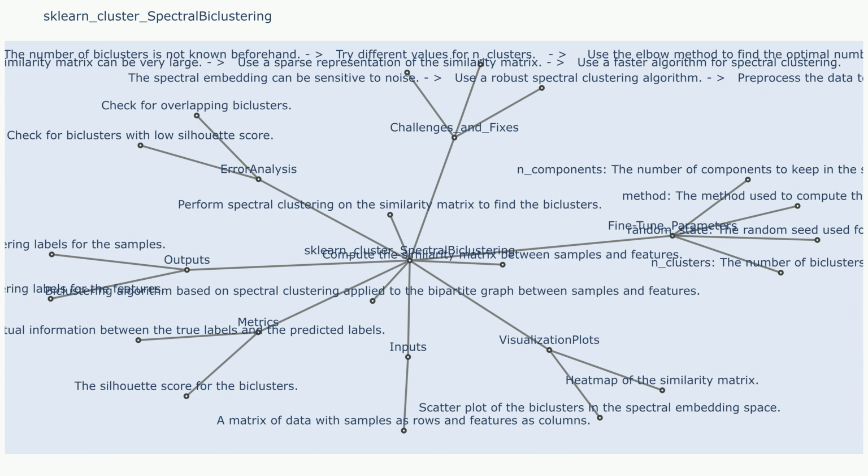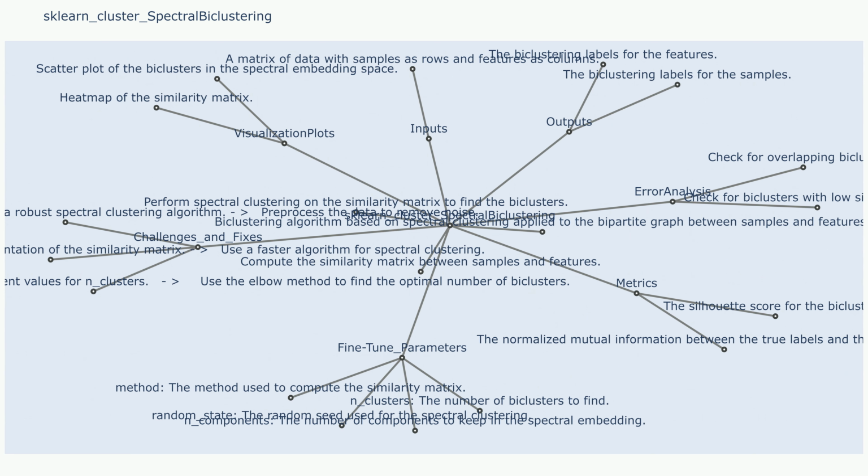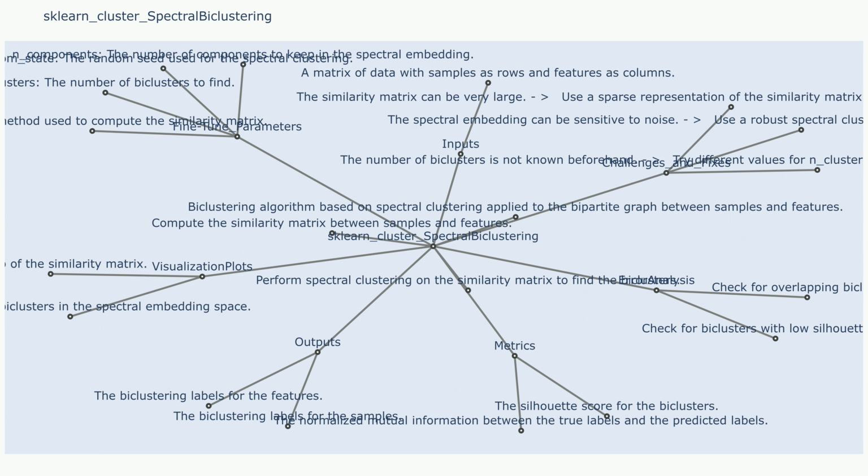Challenge 2: handling noise and outliers. Noise and outliers can affect the biclustering results. Sample use case that resulted in challenge 2: working with a dataset containing noisy data points. Fixes to challenge 2: pre-process the data to remove noise or outliers. Use robust methods for similarity graph construction or Laplacian matrix computation. Consider applying dimensionality reduction techniques before biclustering to reduce noise and improve performance.